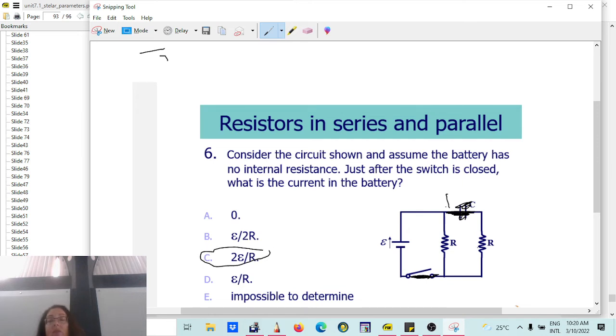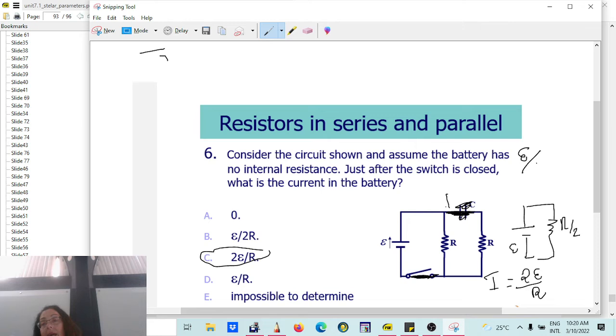Everything happens like you have two resistors in parallel, so you're going to have R over 2 because you have two branches. So the current will be voltage divided by resistance. We see we are reviewing. So it's 2 epsilon over R, right? Because it's epsilon, the EMF, divided by R over 2. So you are dividing by a fraction, multiplying by the reciprocal, right?